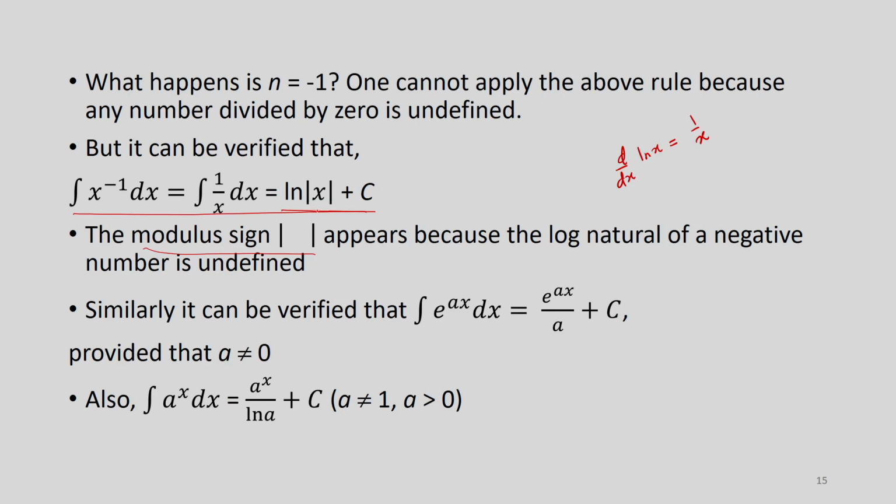Now, how is the modulus sign making an appearance here? The modulus sign is appearing because log natural of a negative number is undefined, right. So, that is why you have to take the positive. If x happens to be negative, you cannot just say log of x because x is negative. So, you take the modulus of that number and then you have log of modulus of x plus c.